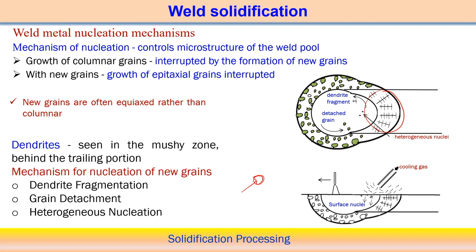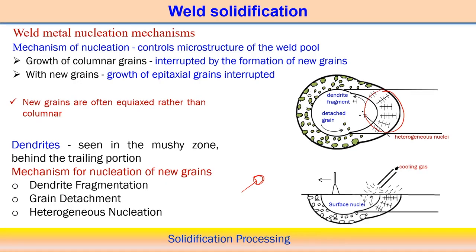But how do new grains usually form in the welding process? In welding, it is easy to form new grains, because the liquid metal in the weld pool has a high convection current, assisted by the shielding gas pressure also. So there is a continuous circulation of liquid metal within a small weld pool. That actually influences the nucleation mechanism here also.